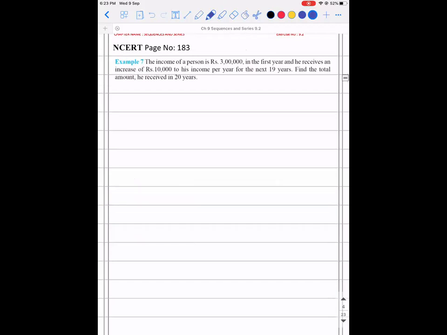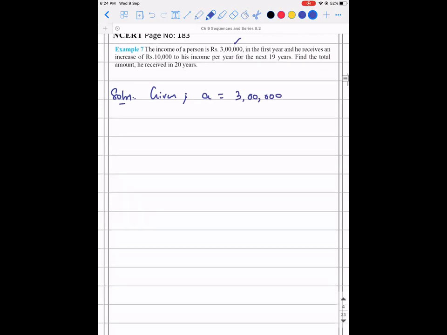So the question is, the income of a person is rupees 3 lakh in the first year, and he receives an increase of rupees 10,000 to his income per year for the next 19 years. Find the amount he received in 20 years. So how to do? So what is given? Tell me. a is 3 lakh. And then d is 10,000. The common difference is 10,000. The number of terms is 19.